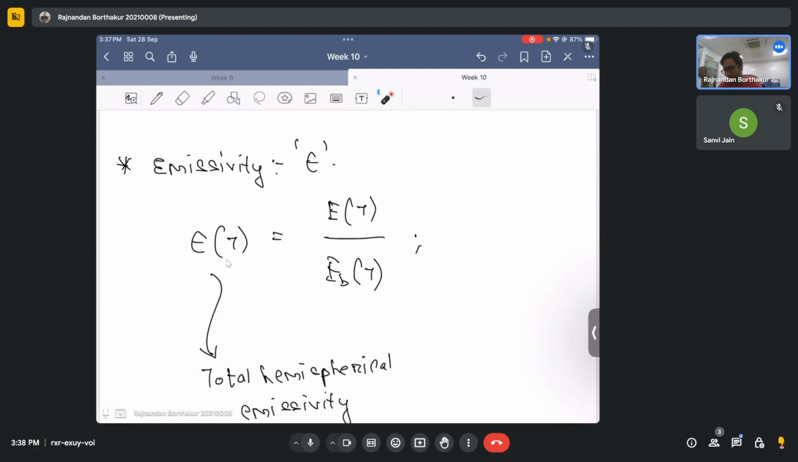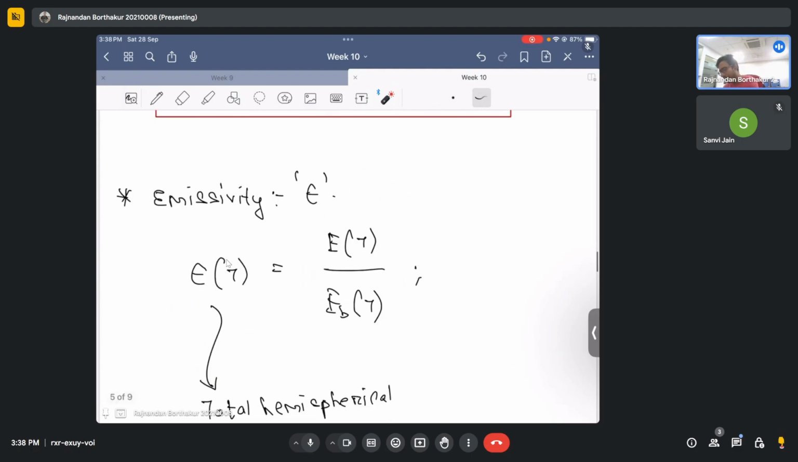And it just says that it is the ratio of the total hemispherical emissive power of a real body to the total hemispherical emissive power of a black body. Okay, and this is what the total hemispherical emissivity signifies, which is, again, I repeat, the total emissive power of a real body to the total emissive power of a black body. Okay, total means the total hemispherical emissive power.